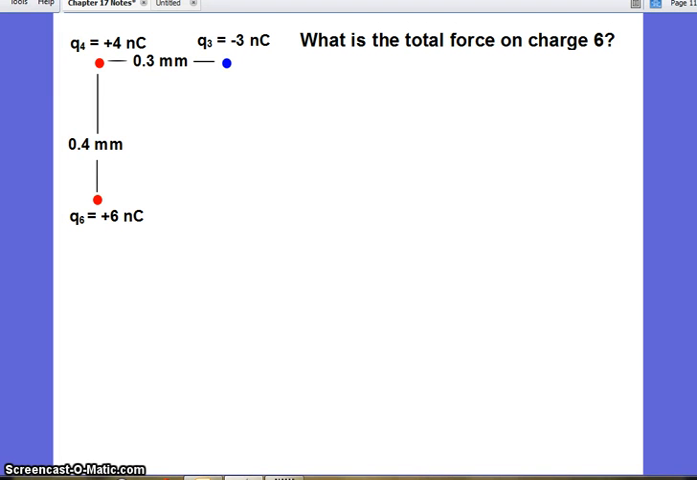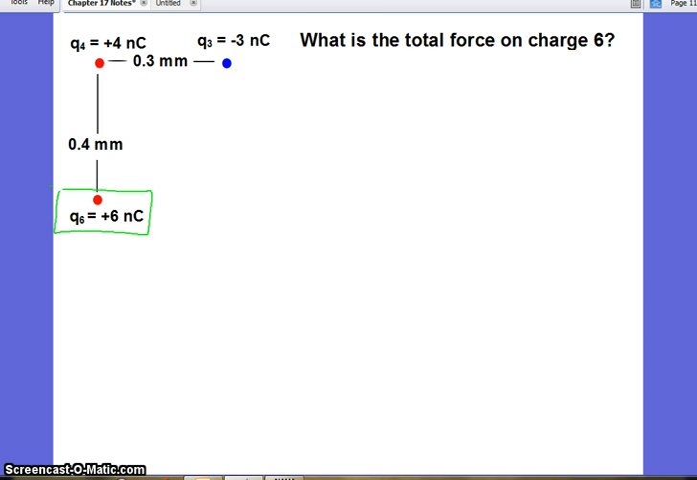In this type of problem, we're given three charges again, but this time they are not in a straight line. Instead, they're in a triangle formation. And we're asked to find what is the total force on charge 6. So once again, I'm going to put a box around charge 6. That's the one that we are investigating.